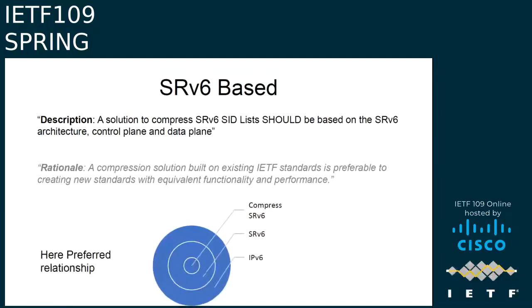So I've seen quite a few comments for this item. The description is that a solution to compress the SRv6 SID list should be based on the SRv6 architecture, control plane, and data plane. I would like to point out that we are using the word "should" instead of "must". So even if this item is agreed by the design team, that doesn't mean closing the door to any other proposal. Next page.